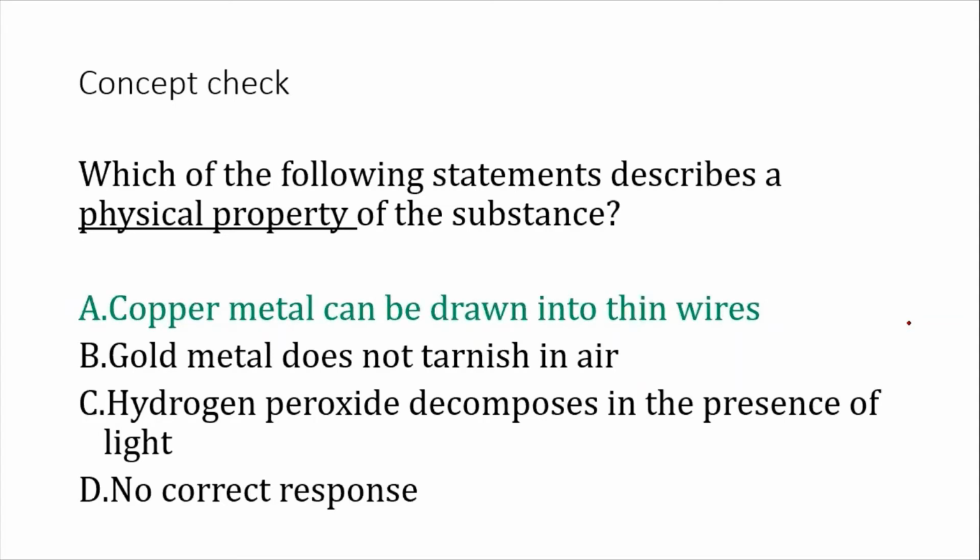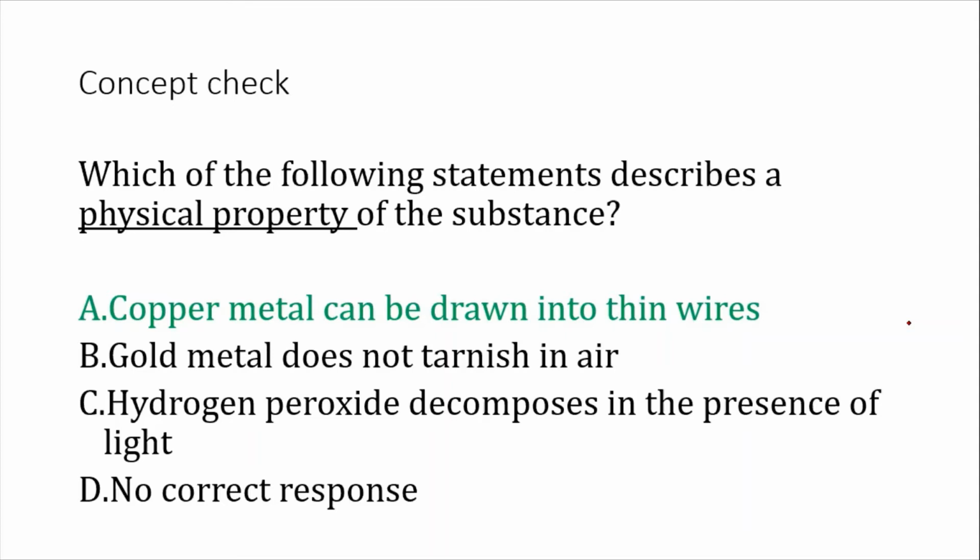So for this one, the answer is A. Copper metal can be drawn into thin wires. Being drawn into thin wires, that's a property called being ductile. So copper metal can be drawn into thin wires, and it's one of the main metals used in electrical systems.